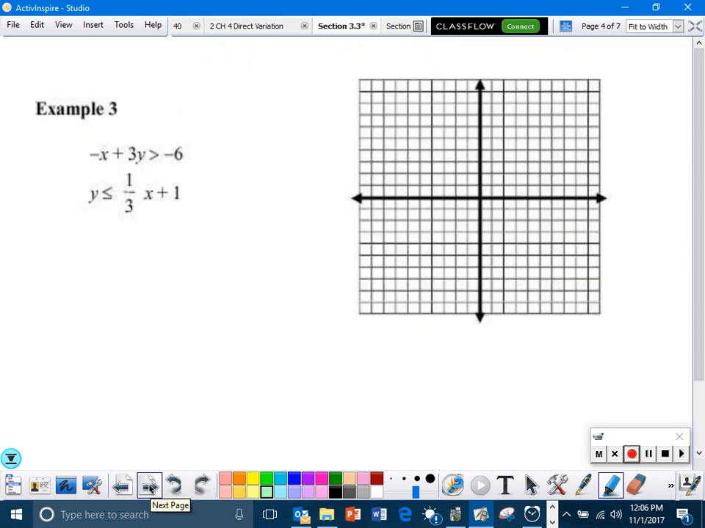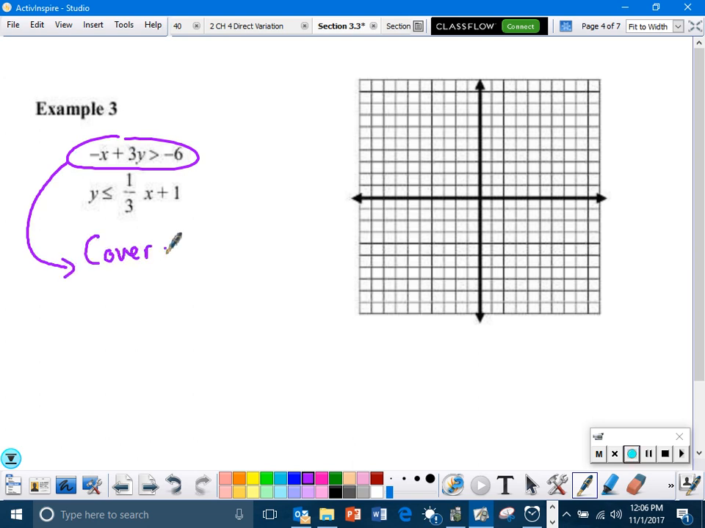Okay, so for this one, instead of solving for y, I'm going to use, remember, the cover-up method. So I'm going to make believe the negative x isn't there. So I have 3y is greater than negative 6. Now I don't need to worry about the inequality, so I'm just going to put an equal there. So 3y equals negative 6. Divide by 3, and we find that the y-intercept is negative 2.